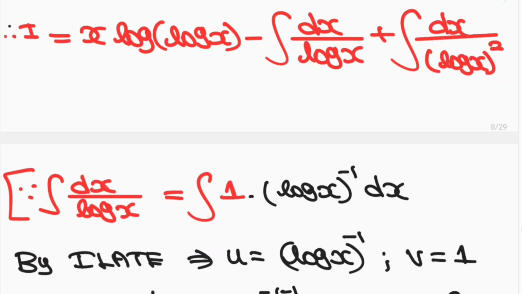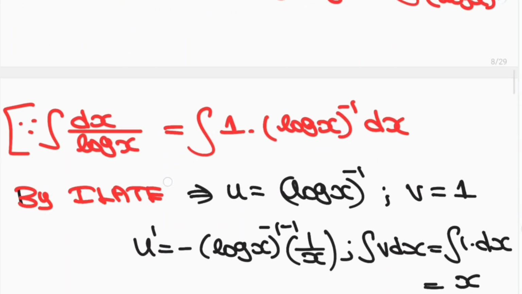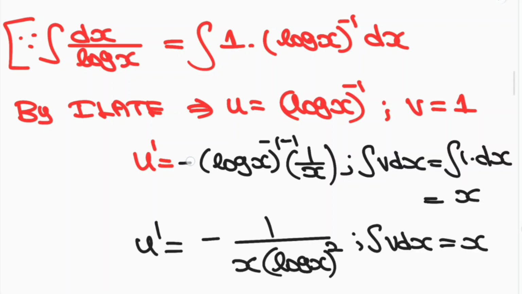So again we are going to use by ILATE, the product rule. So 1 into this becomes log x the whole inverse, dx. So again by ILATE, so inverse, logarithmic, algebraic. So either you may consider this as inverse or log, both are same. Anyways, it comes first. Algebraic is 1, so u is log of x the whole inverse and v is 1. So what is u dash? So differentiation of this is minus 1, x power minus 1, that is n x power n minus 1, into the differentiation of log x, which is 1 by x.